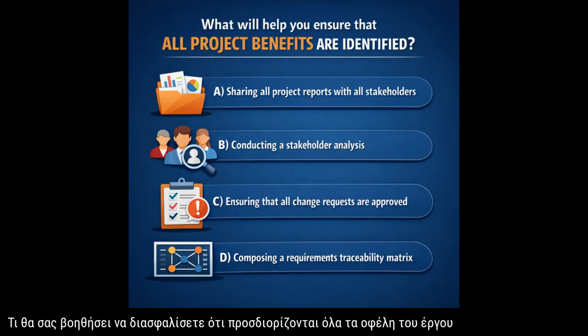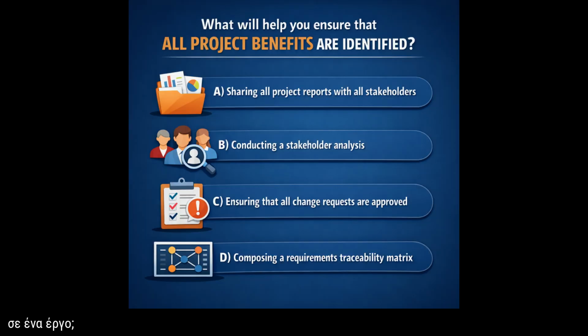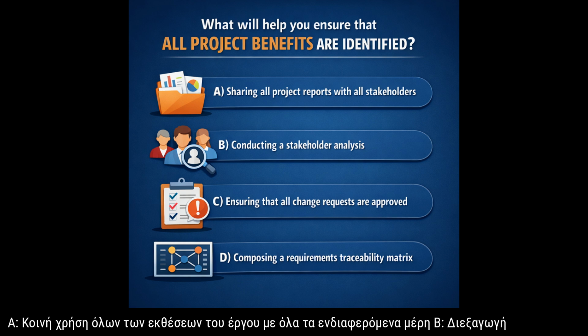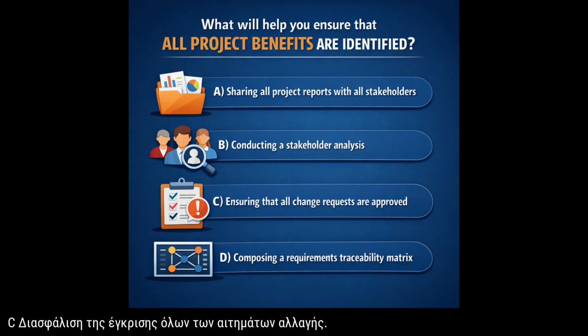What will help you ensure that all project benefits are identified in a project? A. Sharing all project reports with all stakeholders. B. Conducting a stakeholder analysis. C. Ensuring that all change requests are approved. D. Composing a requirements traceability matrix.